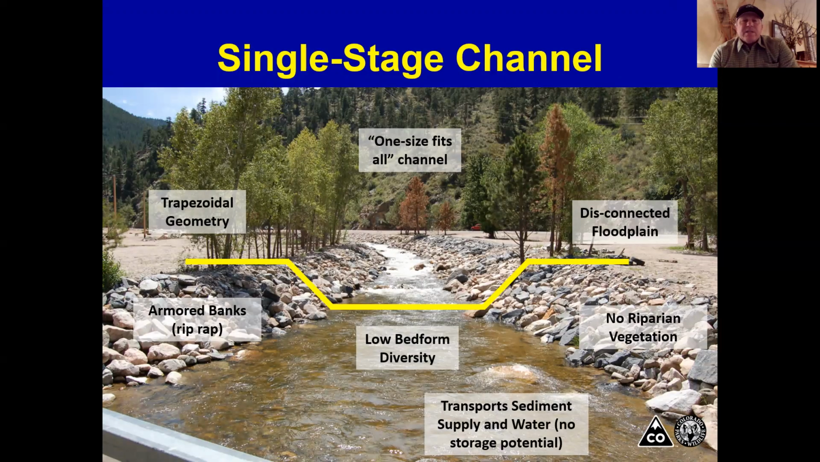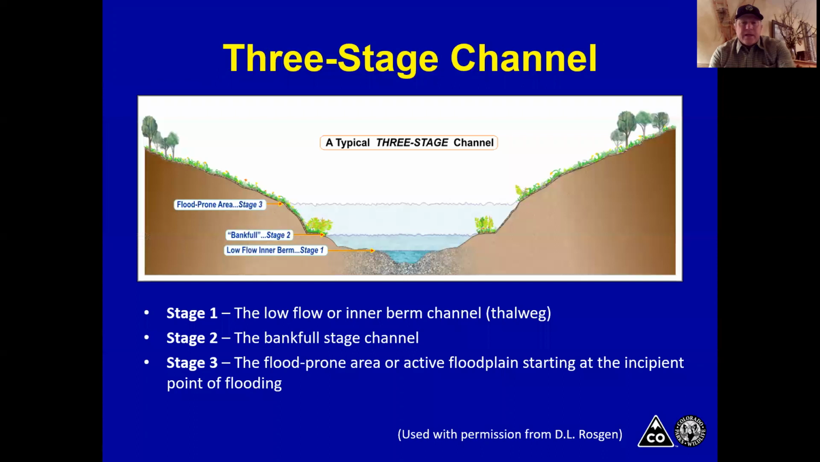So here's an example of a single stage channel, essentially a trapezoidal ditch type geometry that one single cross section here is expected to accommodate all the range of flows from high floods to the smallest little drought base level discharge. So notice armored banks, low bed form diversity in this stream. It transports sediment well, but you don't see any real obvious pools and riffles. It's all just kind of a one single gradient long ditch. No riparian vegetation, and you have a disconnected floodplain.